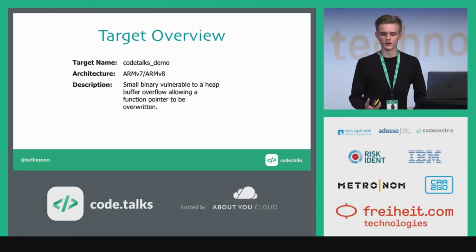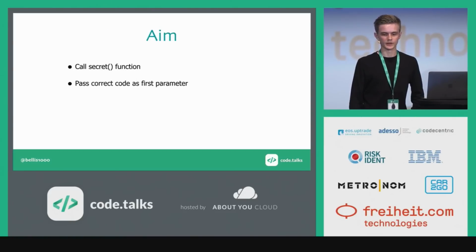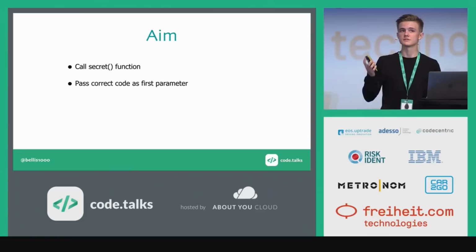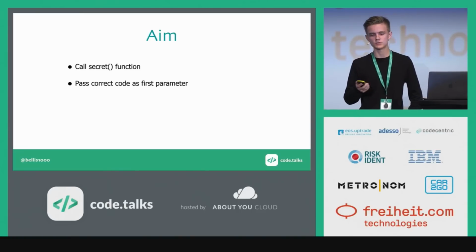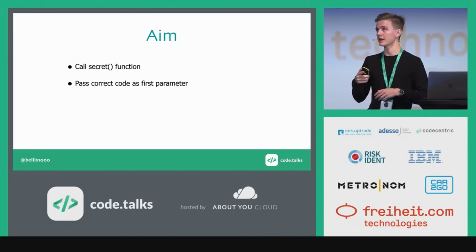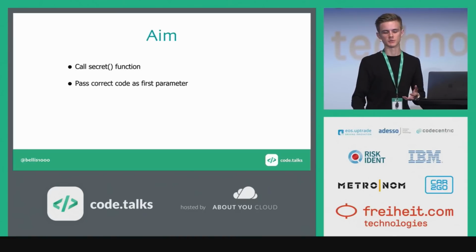And you see the description there. It's just a small binary vulnerable to a heap buffer overflow, so not a stack-based one, a heap one, and that will allow us to overwrite some function pointer. The aim of the exploit is to call a secret function, which is a function that just lies within the binary. It's not called anywhere, it's just unused code sitting in there. We need to call the secret function, but pass a special code as the first argument to it, and then we should get a root shell, basically.